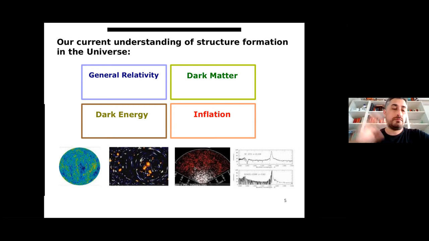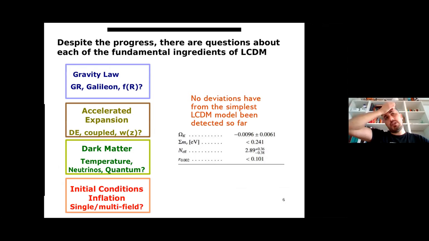So we have this lambda CDM model that predicts very well and explains very well the structure of the universe at different scales, epochs, and so on. But still, there are fundamental questions associated to each of these four pillars of lambda CDM.